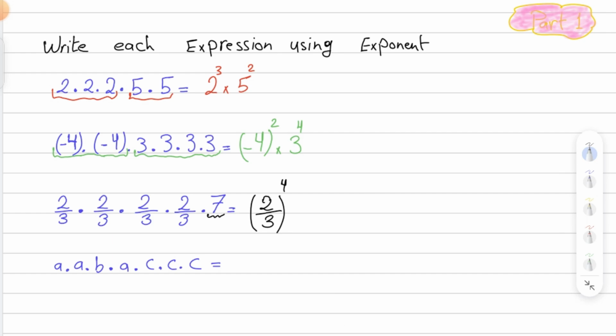Note here that for the 7, we have only one 7, so we're going to write this times 7 to the power 1, but there is no need to write the 1 here.